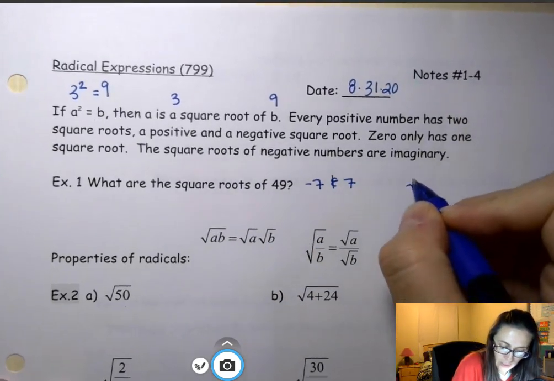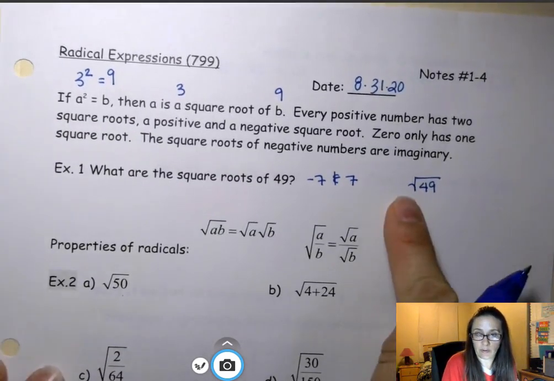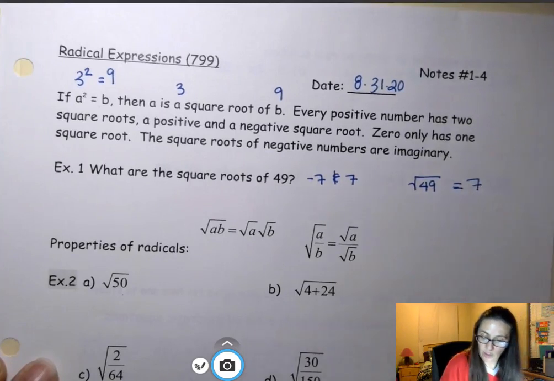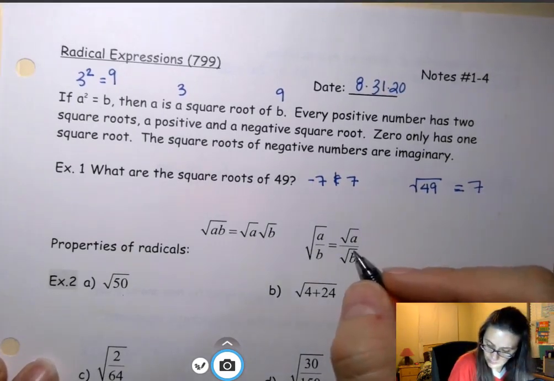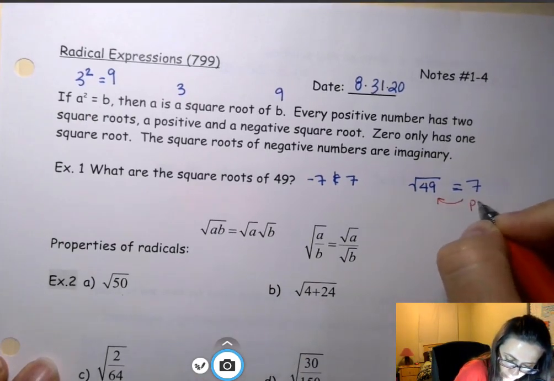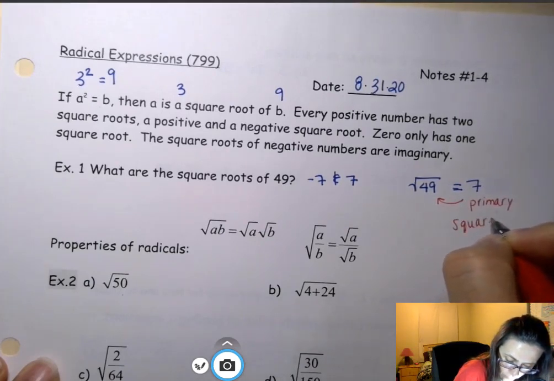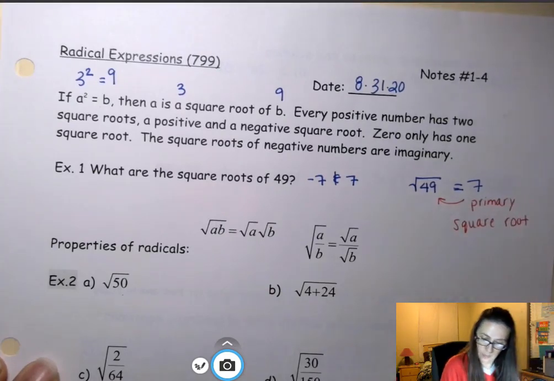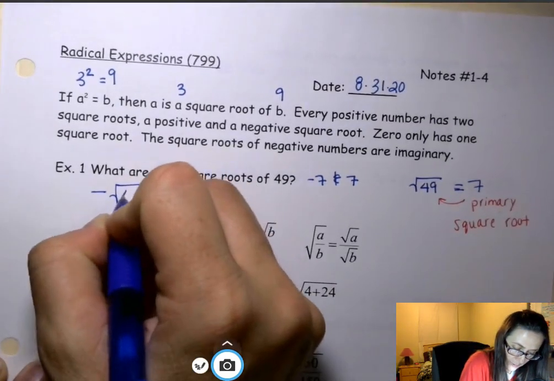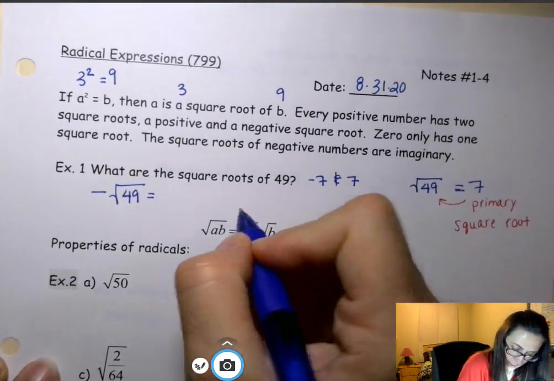Because you have to look at it like this. If I ask you the square root of 49, that answer would be 7. You want to give me the primary, or the principal, square root. I could ask for something like, what is the opposite of the square root of 49? And then you would tell me that answer was -7.